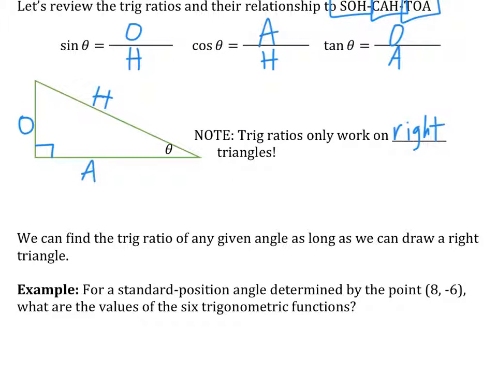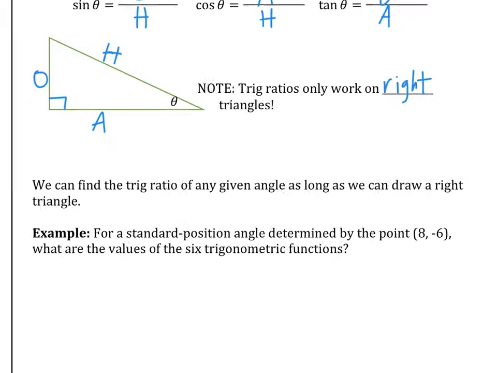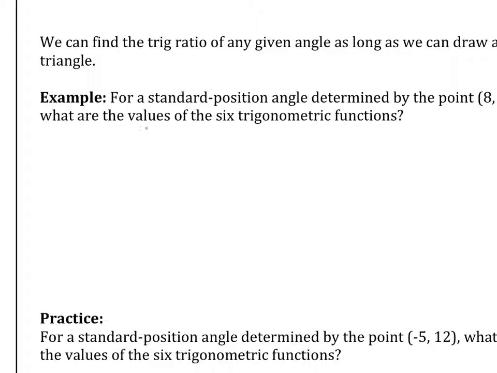Find a standard position angle. Standard position angle just means everything starts at 0, determined by the point 8, negative 6. What are the values of the 6 trig functions? First, you draw the point 8, negative 6. Where is 8, negative 6? Which quadrant? Fourth. Oh, I'm sorry. 8, negative 6 is right here.